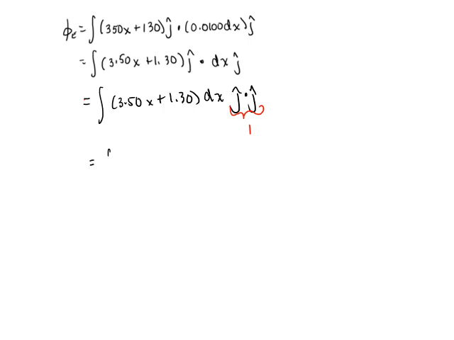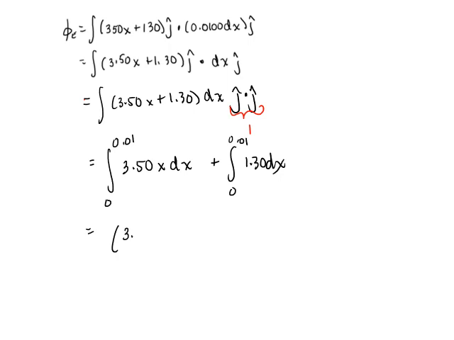So now we've got the integral of 3.50 times x times dx plus the integral of 1.30 times dx. Because we added the two terms, we can split our integral into two bits. We're integrating from x equals 0 to x equals 0.1, on both integrals. So the integral of 3.5 times x is equal to 3.5 times x squared divided by 2. That's going to be evaluated at 0.01 and 0.